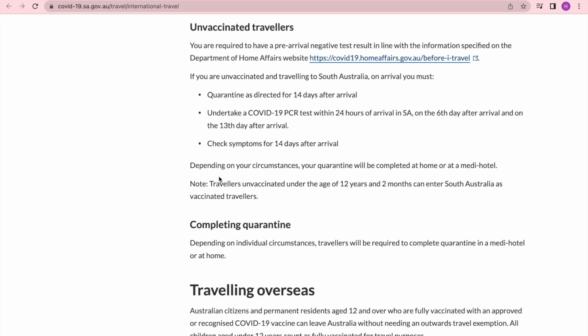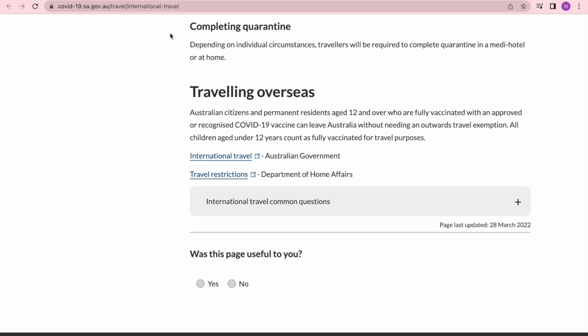Now, note that travellers unvaccinated under the age of 12 years and 2 months can enter South Australia as vaccinated travellers, all right? So if you are unvaccinated and you're under the age of 12 years and 2 months, you will be deemed as vaccinated. Completing quarantine. Now, depending on individual circumstances, travellers will be required to complete quarantine in a Medi hotel or at home.